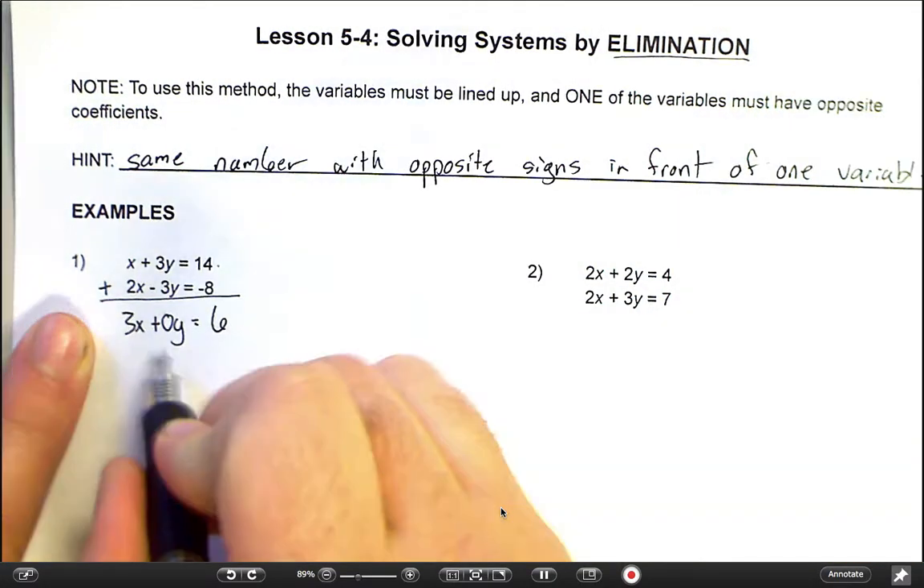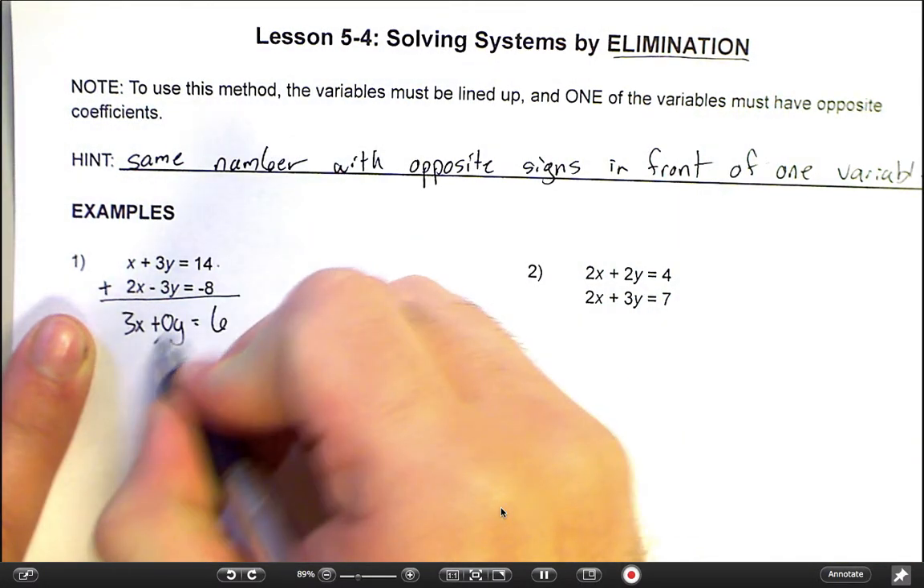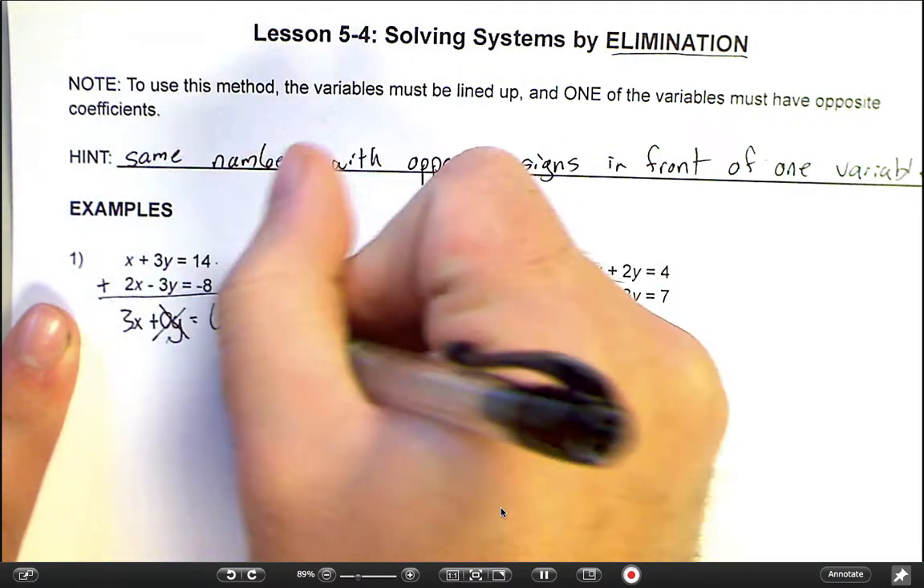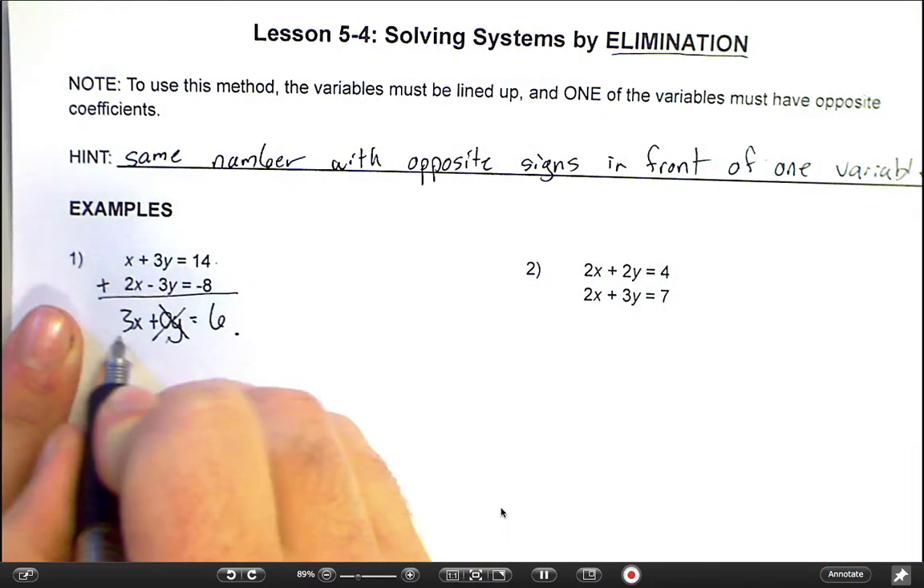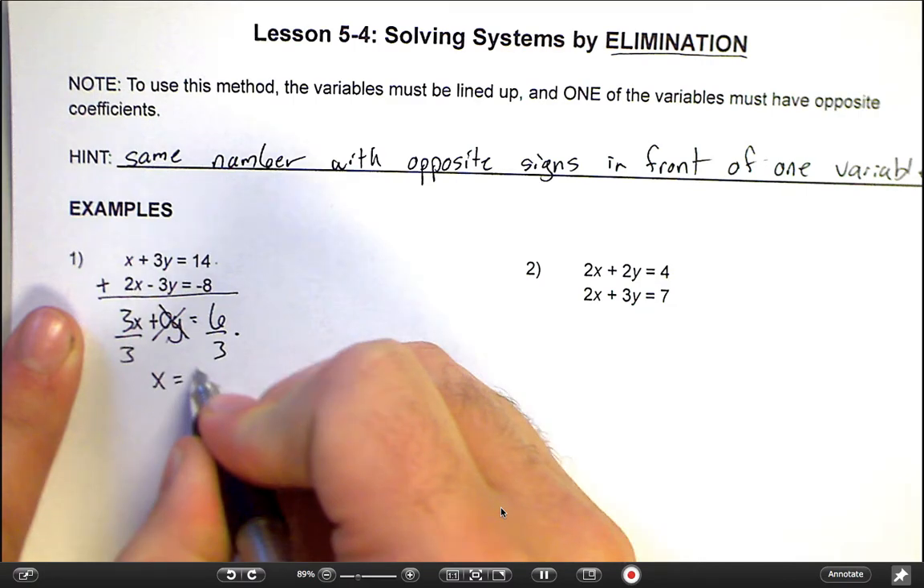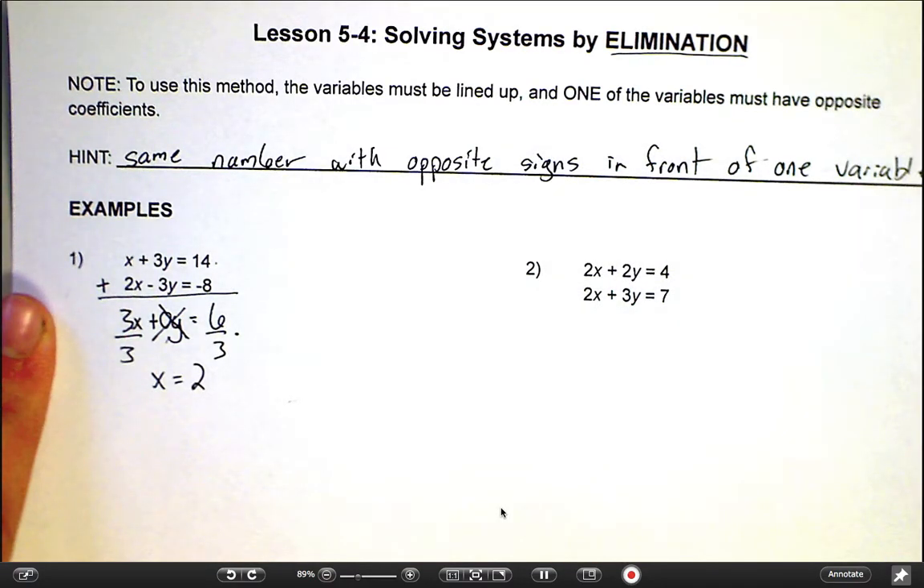Okay, from there, this 0y doesn't actually mean anything. It really canceled out. Okay, I don't have to have it. So if I ignore that, I have 3x equals 6. I can go ahead and just divide by the 3 on both sides, and I have x is equal to 2. Okay, at that point, I've found my first variable.